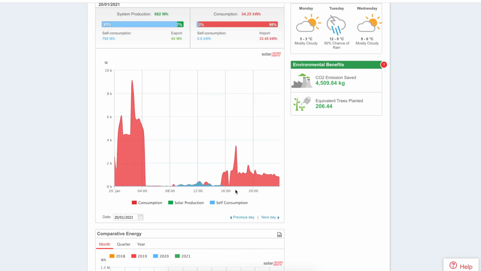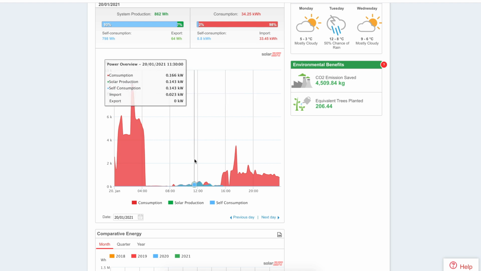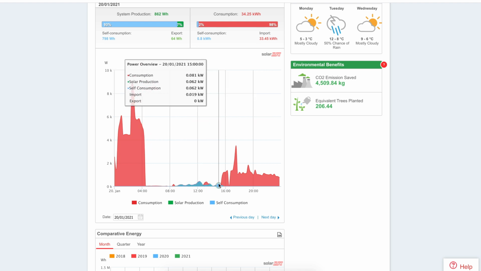On to the 20th, usual morning activities. Look at that, 862 watt hours of solar generation. So pretty bad. And we had to start pulling from the grid in the afternoon, about 3:30.